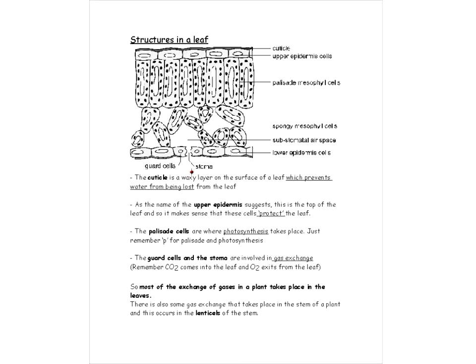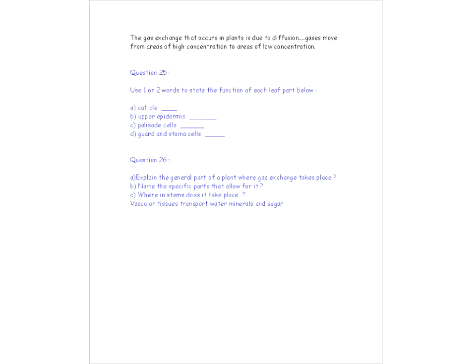Now most of the gas exchange in a plant takes place in the leaves, in the areas that we looked at just now. Some gas exchange, though, takes place in the stem of a plant, and when it's in the stem, it's in the part of the stem called the lenticels. All right, now the gas exchange that occurs in plants is due to diffusion, and that makes sense, right? The gas molecules, the oxygen and the carbon dioxide, are bumping into each other, and that's how they spread out.